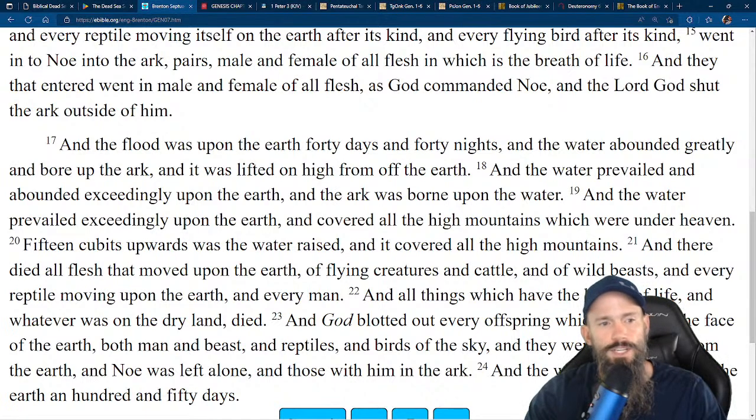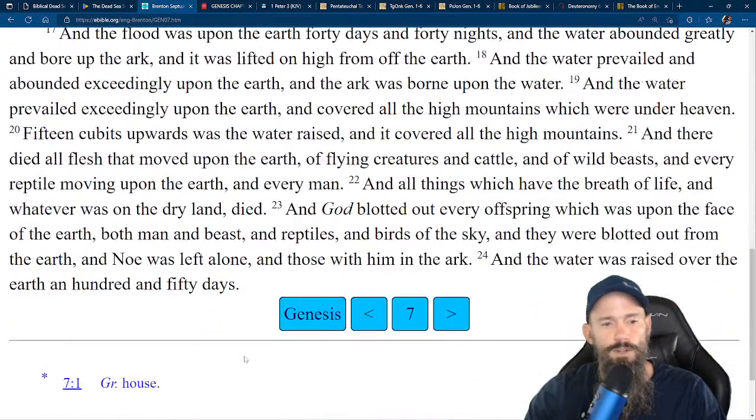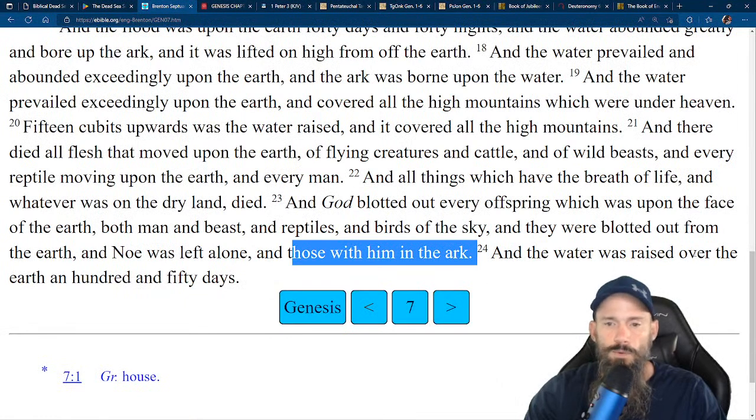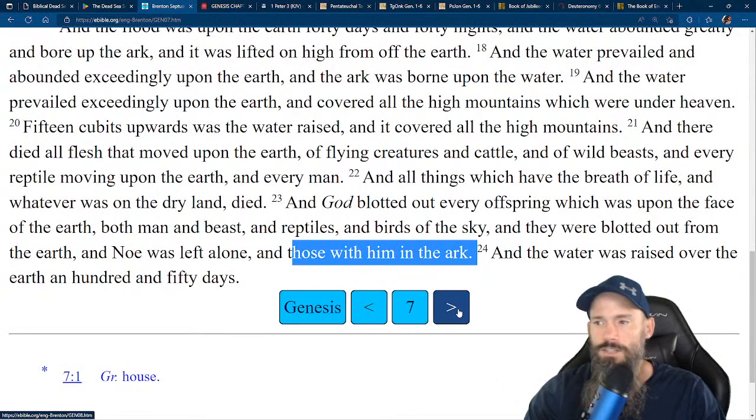And the water prevailed exceedingly upon the earth, and covered all the high mountains which were under heaven. 15 cubits upward was the water raised, and it covered all the high mountains. And there died all flesh that moved upon the earth, of flying creatures and cattle, and of wild beasts, and every reptile moving upon the earth, and every man, and all things which have the breath of life, and whatever was on the dry land died. And Yahuwah blotted out every offspring which was upon the face of the earth, both man and beast, and reptiles and birds of the sky, and they were blotted out from the earth. And Noah was left alone, and those with him in the ark, and the water was raised over the earth 150 days.